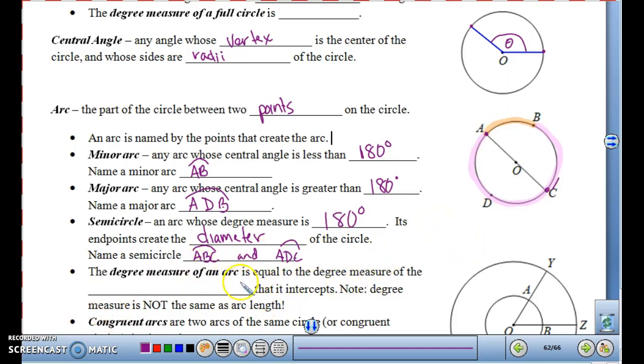Now, the degree measure of an arc. The degree measure of an arc is equal to the degree measure of the central angle that it intercepts. Degree measure is not the same as arc length. The degree measure of an arc is how much the rotation in degrees is of the arc. The arc length is the actual physical distance from A to B. So they're two different things. You have to be really careful about that.